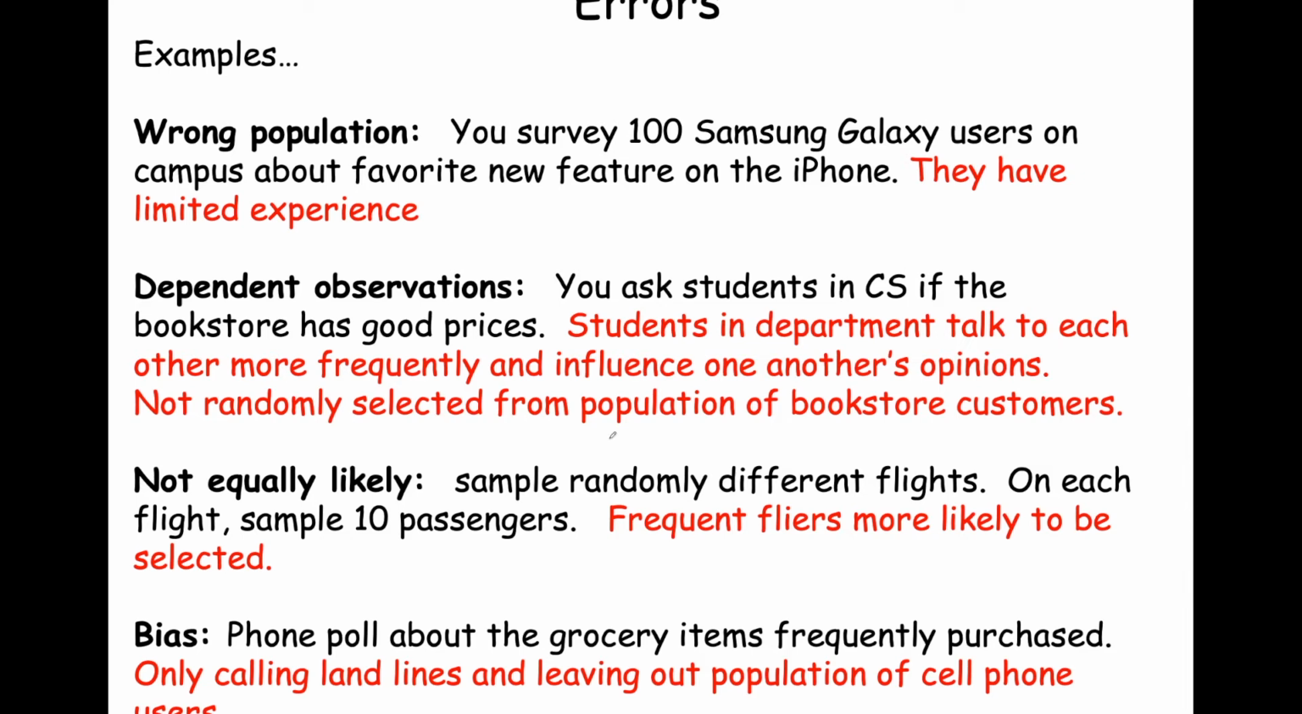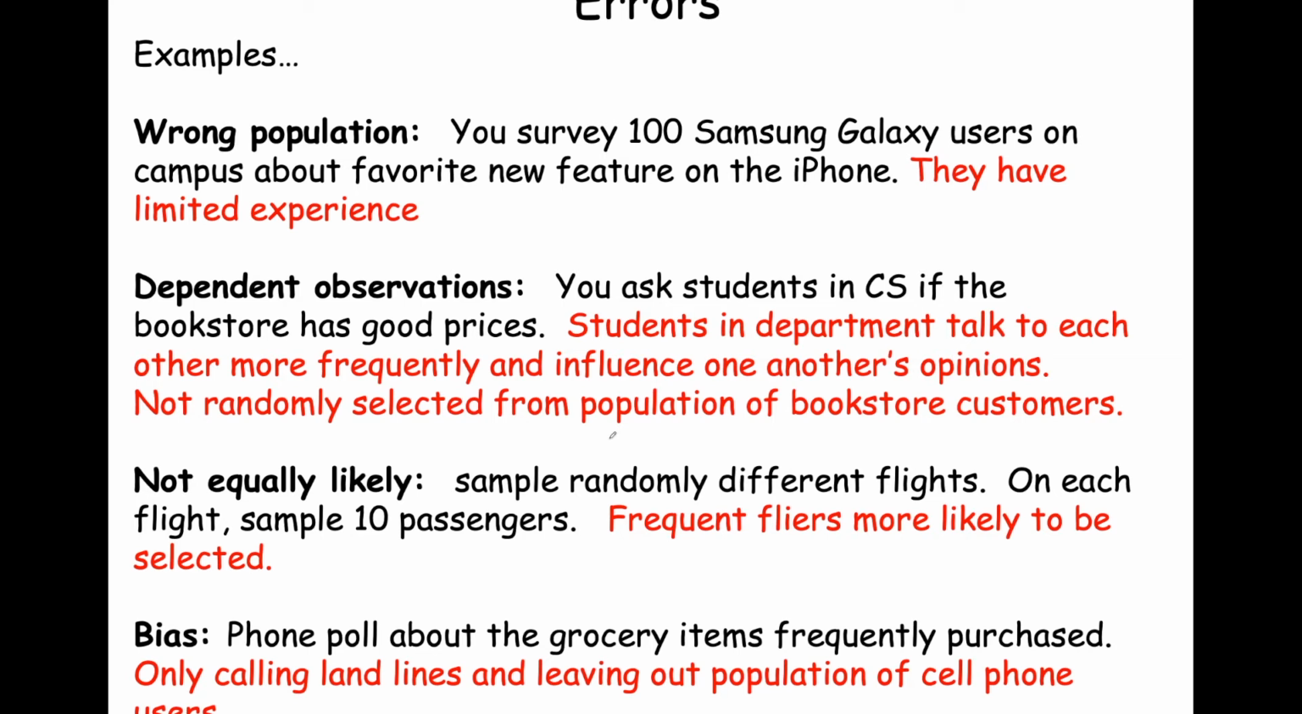Dependent observations. Well, students in the department, they talk to each other more frequently. And because of this discussion, they influence one another's opinions. So I might say, hey, the bookstore doesn't have good prices. You really want to go to A Books, or you really want to go to Amazon Marketplace, or you really want to go to eBay, or just go to the library and check it out for free, for example. So students in the department talk to each other. So you're not randomly selecting from the population on campus of bookstore customers. And moreover, the particular subgroup, computer science students, they talk to one another more. Maybe might influence one another to not use the bookstore as much.